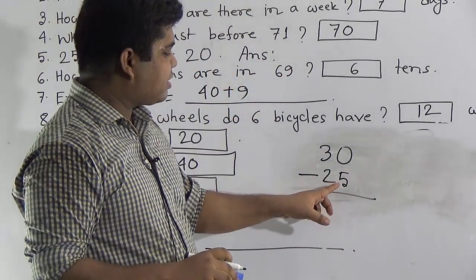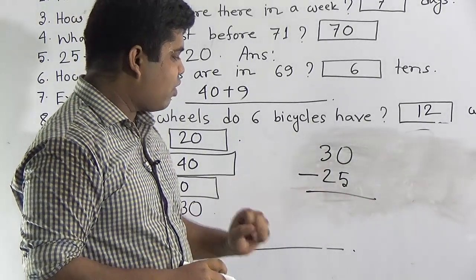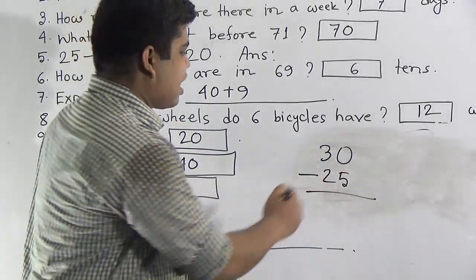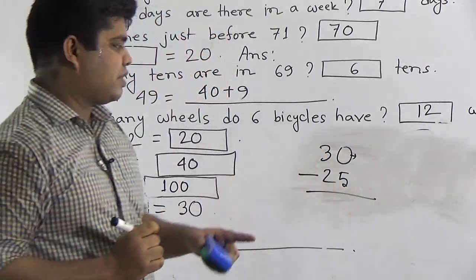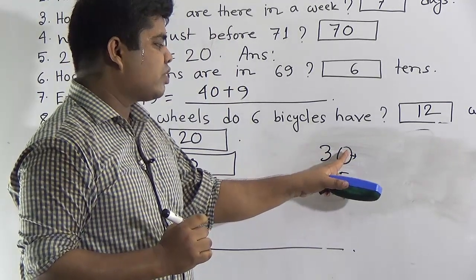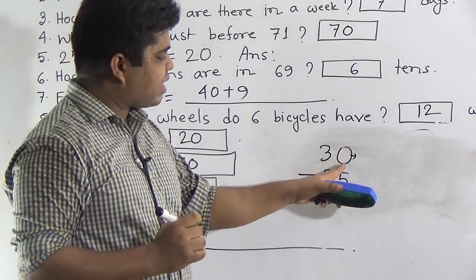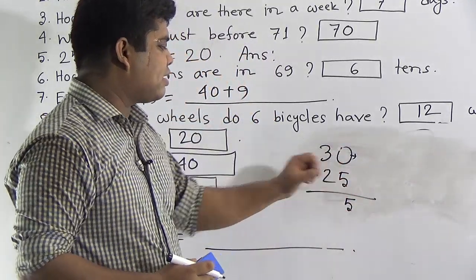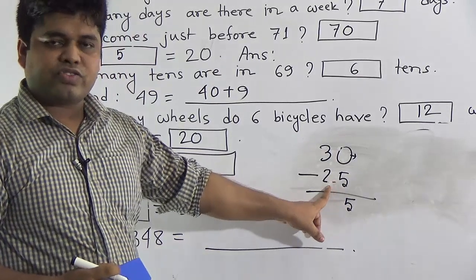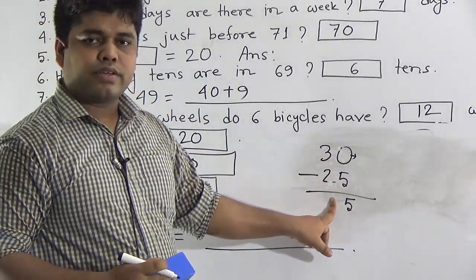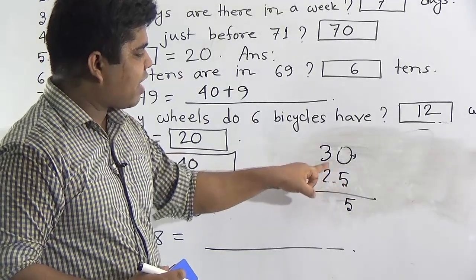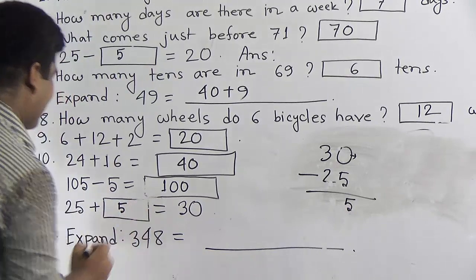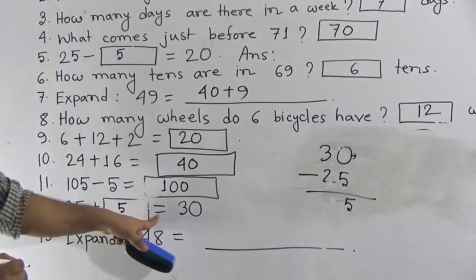If we subtract 25 from 30, first of all we take 0 and 5, that means ones place digit. As 0 is smaller than 5, for this reason we take 1 to this 0 and it will be 10. Now if we subtract 5 from 10, we get 5, and this carrying 1 is added with this 2 and it will be 3. If we subtract 3 from 3, then we get 0. So if we subtract 25 from 30, we get 5 and 5 is the answer. So if we add 5 with 25, we get 30.